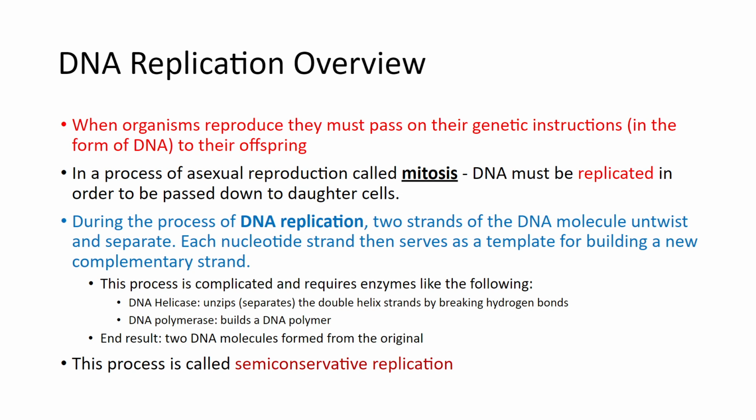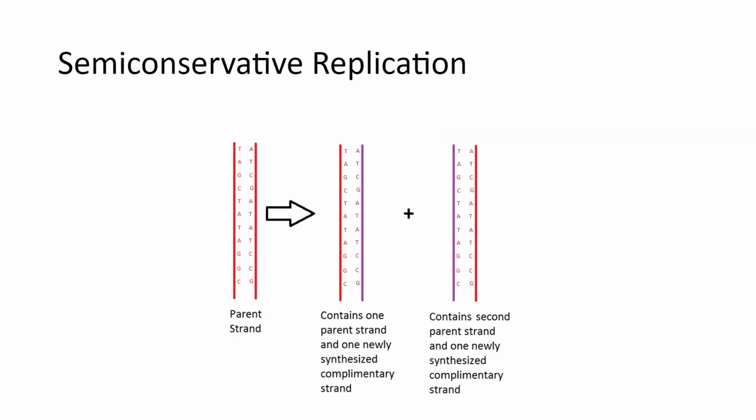Some enzymes are required for this process to take place. DNA helicase separates the 2 strands of the double helix. It breaks those hydrogen bonds. Then we use DNA polymerase to build a new DNA polymer. But the end result will be that we have 2 new DNA molecules, but we formed part of them from the original. So every new piece of DNA actually has an old strand and a new strand. So it was slightly conserved.